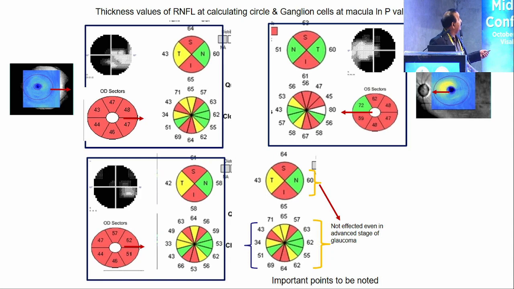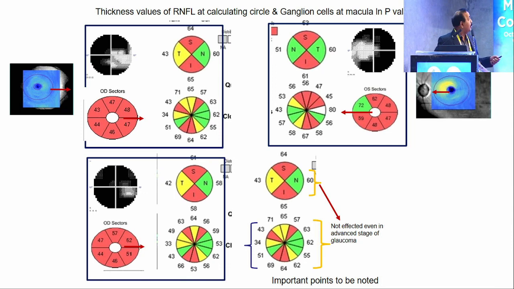And surprisingly, if you see, in the advanced case of glaucomas, the RNFL thickness in the nasal quadrant is almost normal. That means the nasal fibers are not visually important. See, you take all advanced cases of glaucoma, you study RNFL, they will be green. So the last to go is the macular papillary bundle.